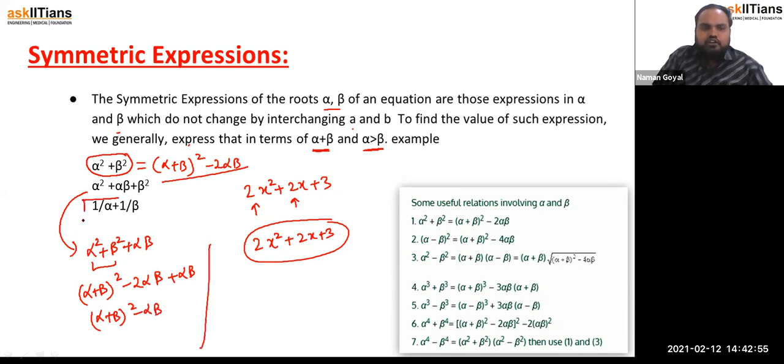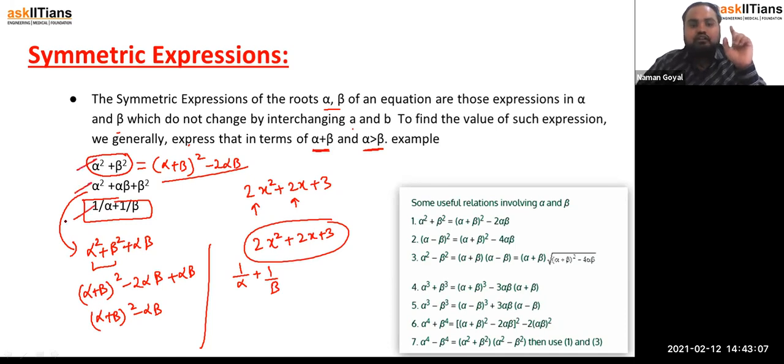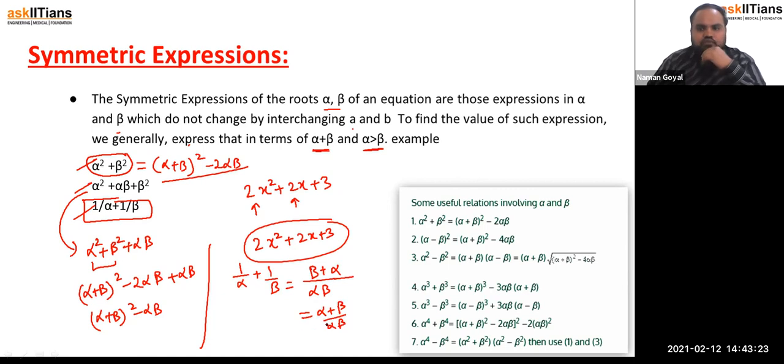Now the third quantity is 1 upon alpha plus 1 upon beta. If we know the value of alpha plus beta and alpha beta, then we can find the value of this one and this one as well as this one. How? For this one, we can take LCM as alpha beta, right? Now beta is multiplied with 1, it will give beta. Alpha is multiplied with the other one, it will give alpha. So it becomes alpha plus beta upon alpha beta, right? Now there are some formulas we can use in this one.